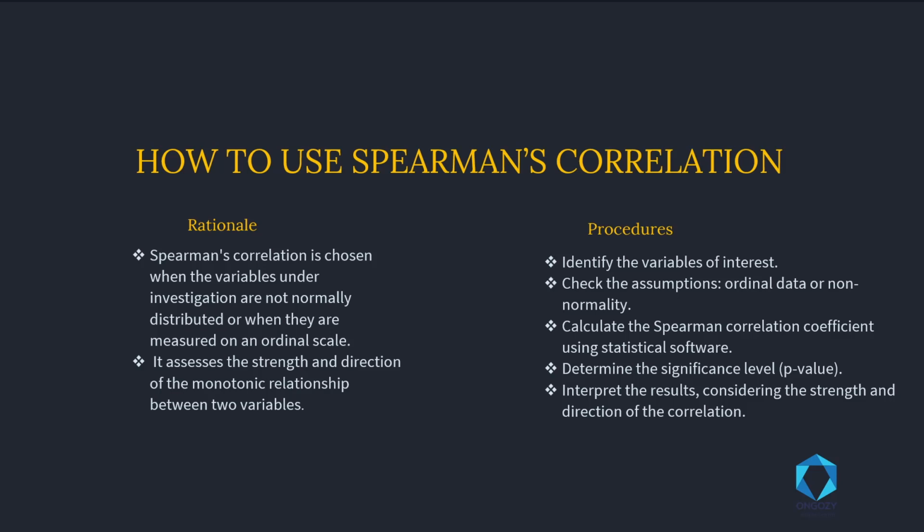So what is the procedure? Number 1, identify the variables of interest. 2, check the assumptions, ordinal data or non-normality. Then number 3, calculate the Spearman correlation coefficient using statistical software. For our case here, we use SPSS.